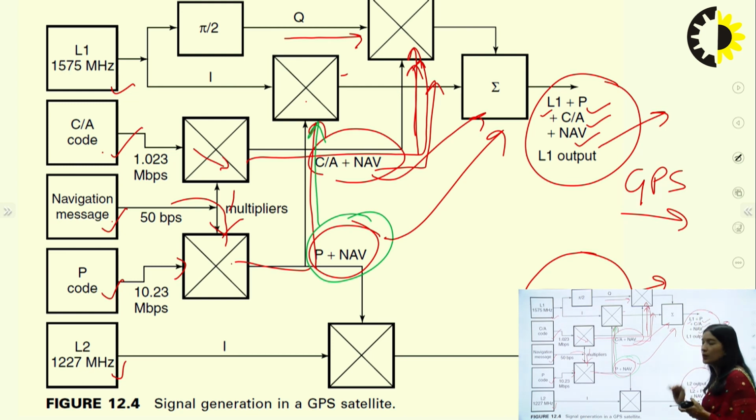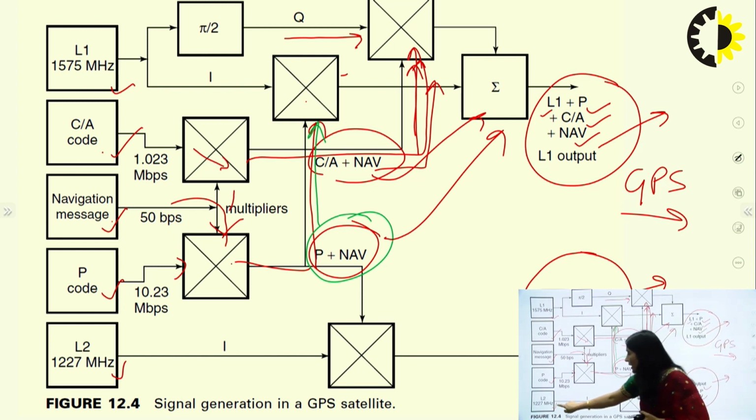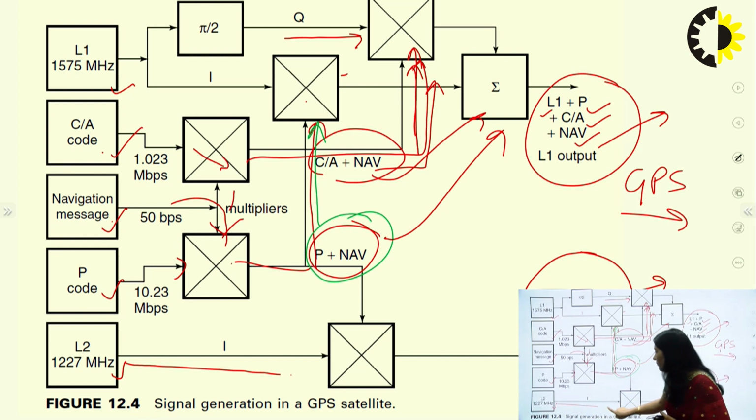Now coming to the below one, where we want to generate the L2 signal. In the L2 signal, first we have the in-phase part. In this L2 signal, we don't want to have the C/A code. There is no need to have the C/A code. We only want to have the P code. So only the in-phase part will be there. There will not be any quadrature phase part here.